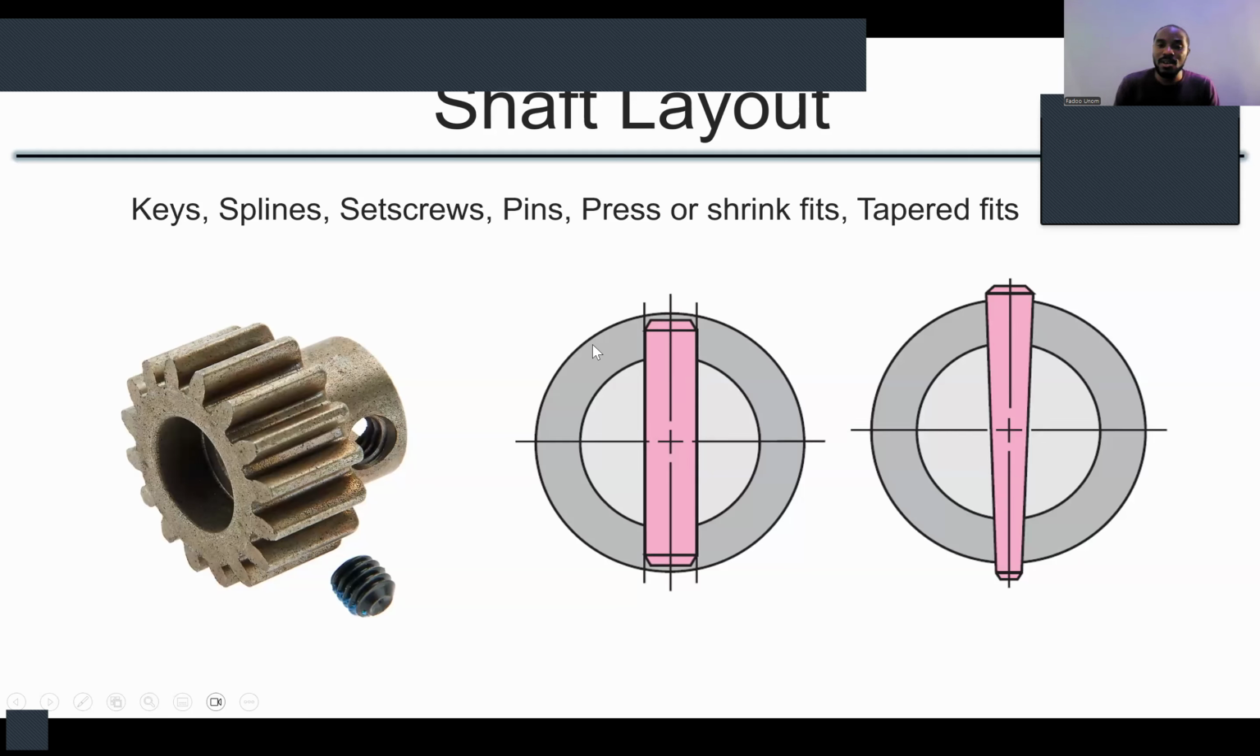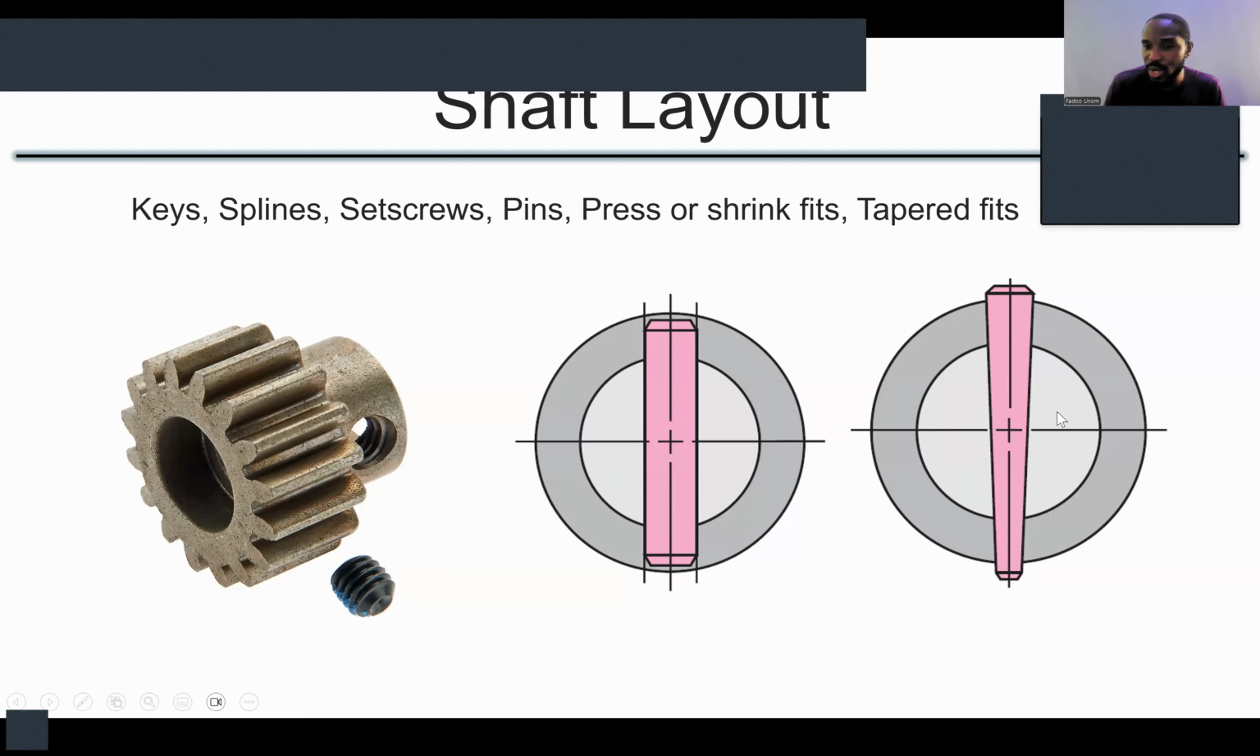Then you have pins. Pins run through your element, either your gear or your pulleys, whatever it is. It runs right through the shaft. So if you look at this cross section, if this is what you want to transmit your torque to from your shaft, then you have a hole through that element and you have a hole through the shaft, and your pin goes through it. You can have a perfectly cylindrical pin. You can have a tapered pin.